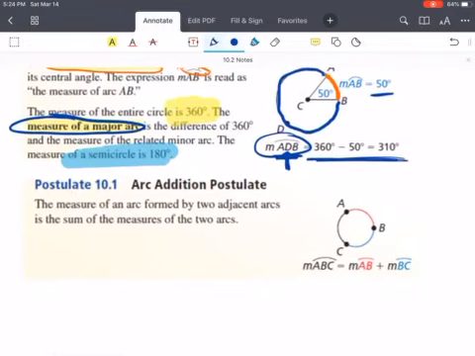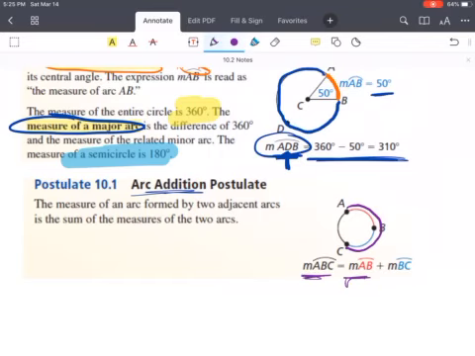Just like our addition postulates of segments, same thing with arc addition. If I wanted to find the entire measure of an arc, then I would just add up the two arcs that I have to equal the sum of that one arc.